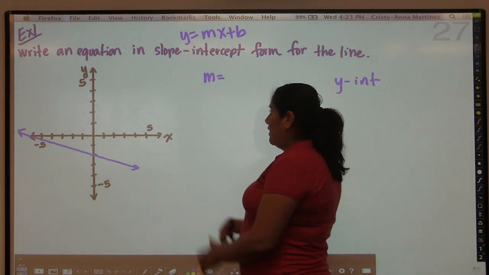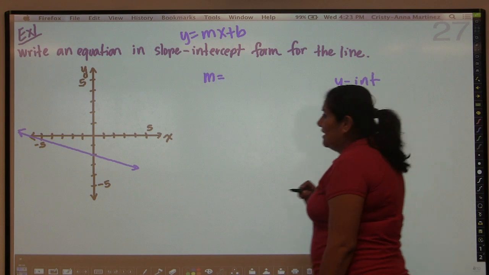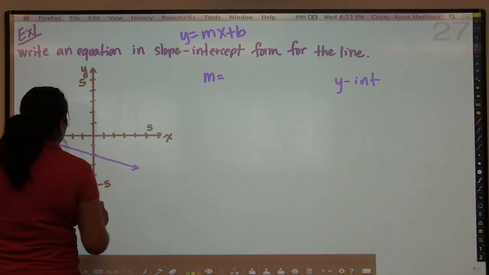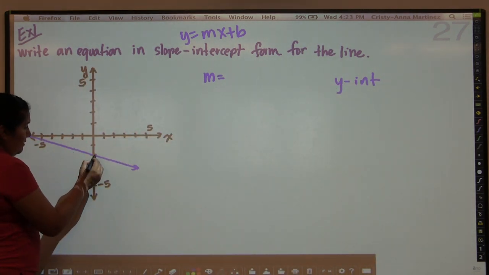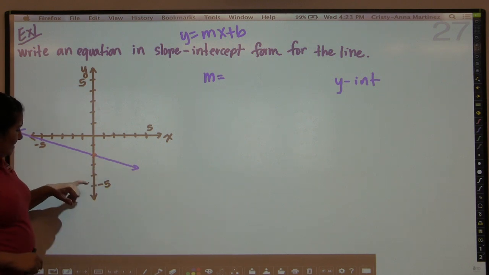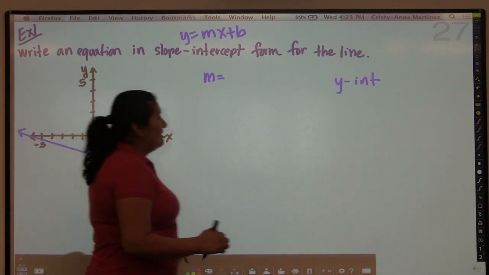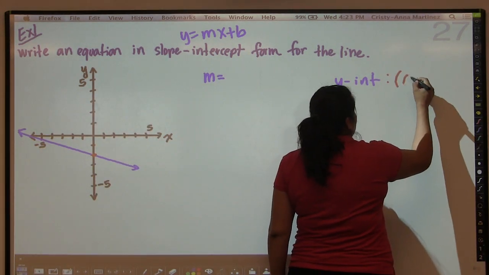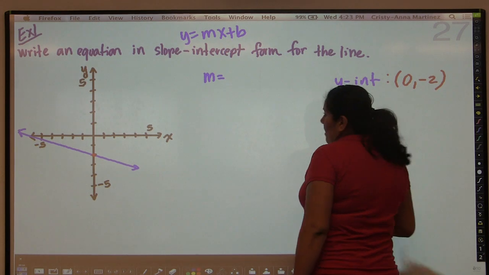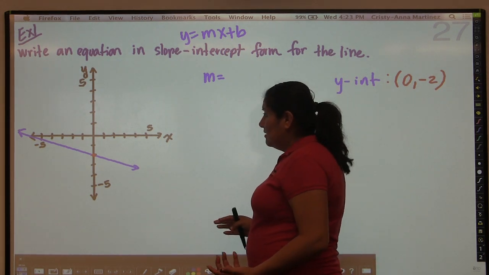So as I look at my graph, it is actually pretty easy to tell that the y-intercept, the place where it crosses the y-axis, is right here. And we're going by ones. This is a -5, so make sure you're reading your scale. -1, -2. So that means that my y-intercept is actually 0, -2. But then I have to figure out what my slope is.